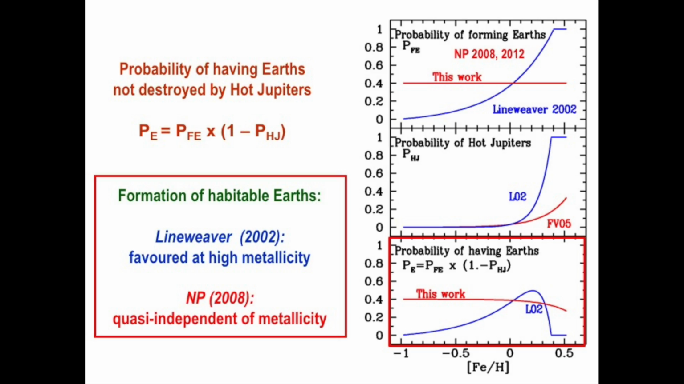And here are the results of two works. One, the red, is mine, later in 2008. The earliest one is by Lineweaver in 2002. You see how he accounted for the probability of forming Earths and hot Jupiters. The bottom line is that in his case, the probability of having habitable Earths is favored at high metallicity. And in my case, it's more or less independent of metallicity. It's closer to the modern picture anyway. But they were the first to make this kind of calculation.